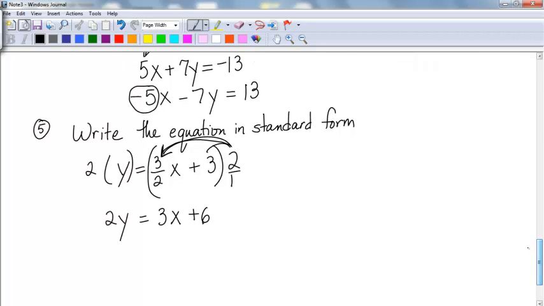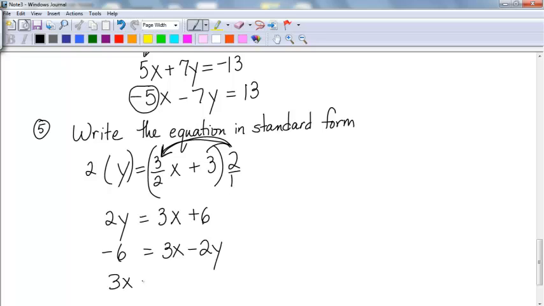Now you got to get the x and y on one side. Now, if you subtract the 3x, take the 2y over. So if we take the 2y over, we'd have 3x minus 2y, right? And bring the 6 over. Now is it in standard form? Ax plus By equals C? Yeah. If you want to rewrite it, you can.